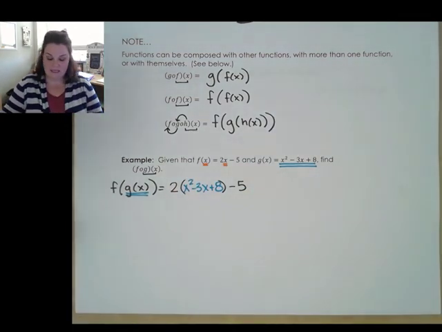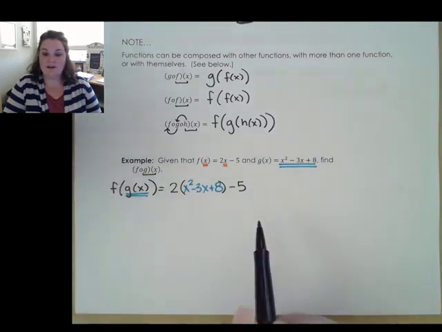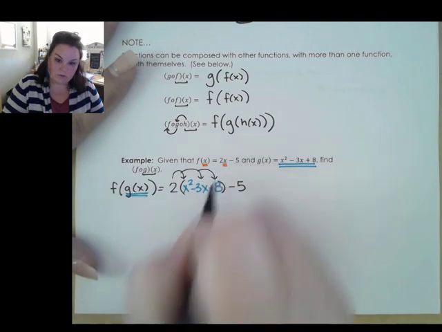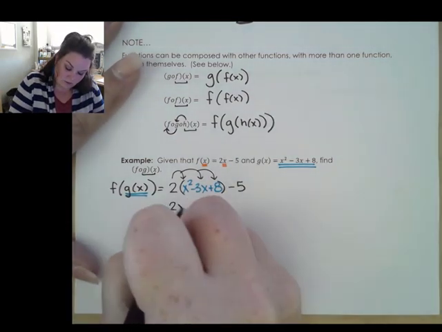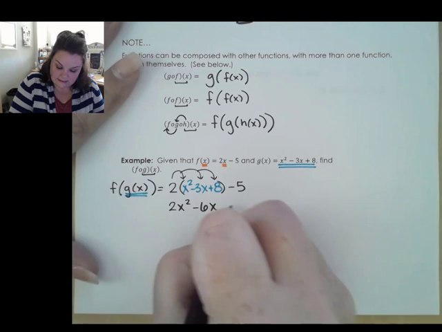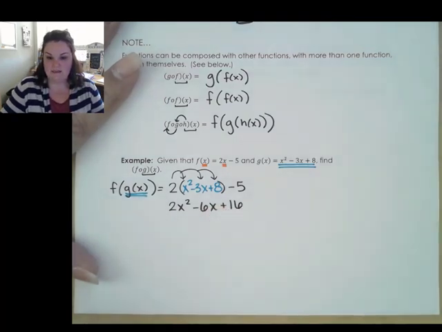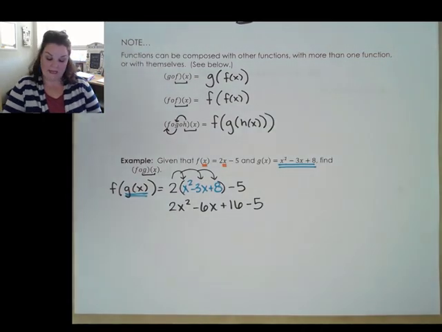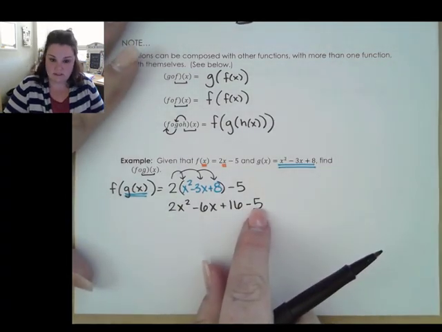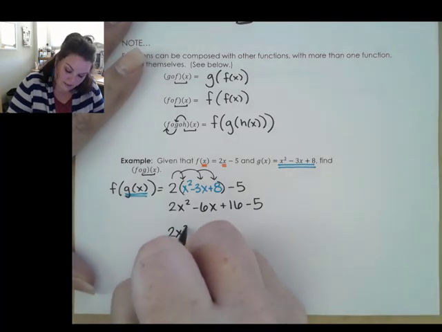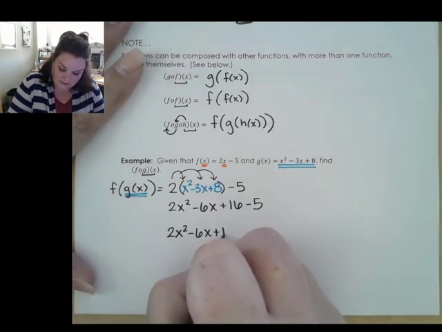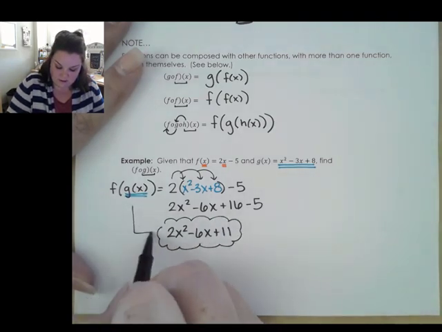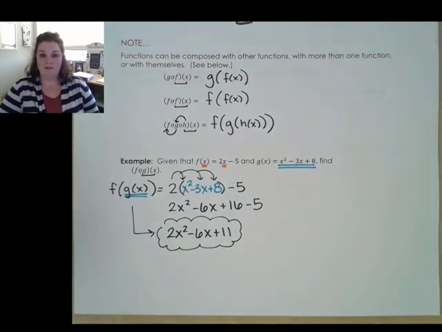And now that we've plugged in g inside our f function, now we just simplify. So we're going to go ahead and distribute this 2 to all 3 terms. So that's going to give us a 2x squared, a minus 6x, and a positive 16. And then we also still have this negative 5 out here. So we combine what we can, which in this case is just our constant terms. So we end up with 2x squared minus 6x plus 11, right? So this is our f composed with g function, right?